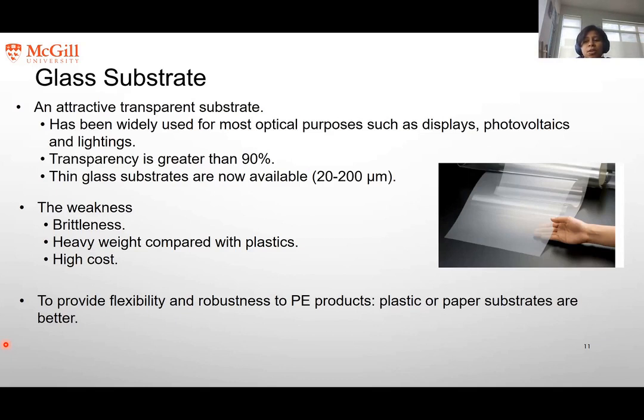The weakness of the glass substrate, of course, is that it's brittle, so it's not that robust. They are way heavier than plastic substrates. And finally, the cost of the glass substrate is pretty high. So, to lower the cost and also to provide flexibility and robustness in printed electronics, people have been looking for plastic and paper-based substrates.